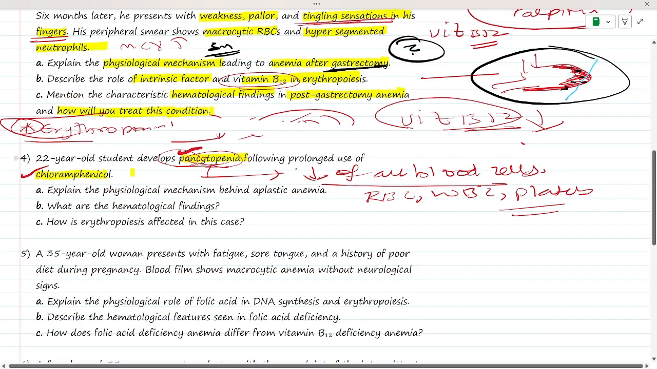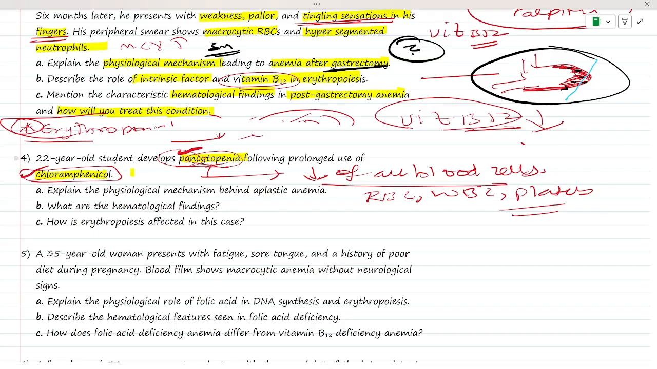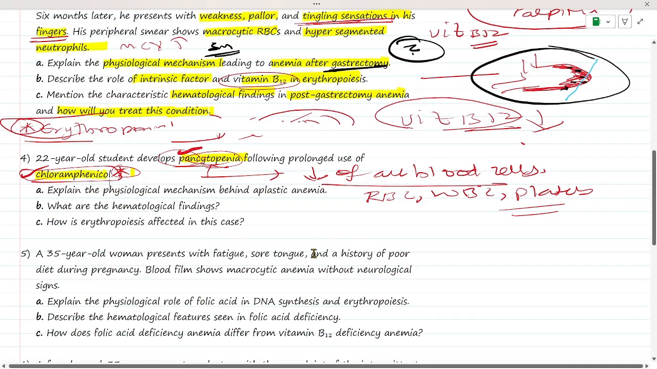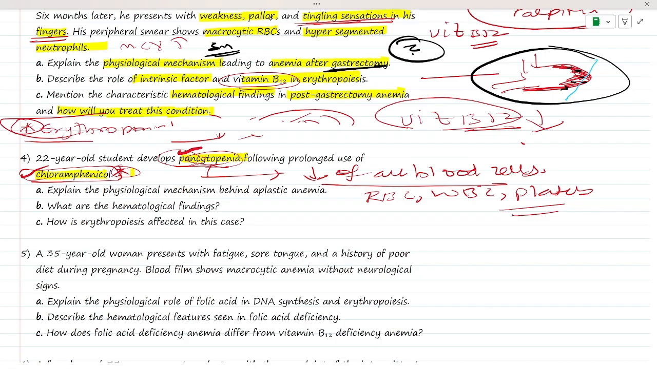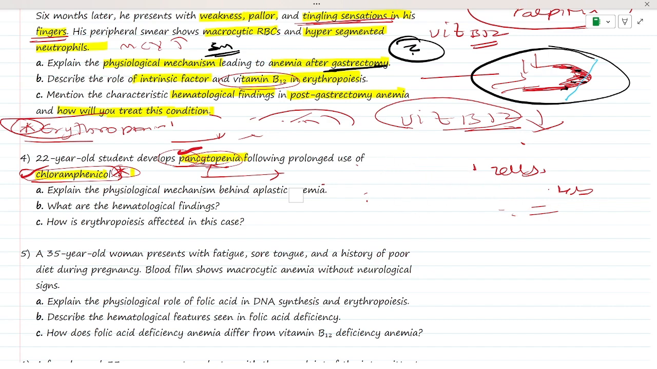Okay. Prolonged use of chloramphenicol. Chloramphenicol is a drug. It is an antibiotic. It is used in very serious illnesses like meningitis. So chloramphenicol is a very strong antibiotic. Okay. Now let us look at the question. Explain the physiological mechanism behind aplastic anemia. What are the hematological findings? How is erythropoiesis affected in this case? This is an interesting question. Normally this type of questions are less asked in exam, but we will definitely have a look at them.